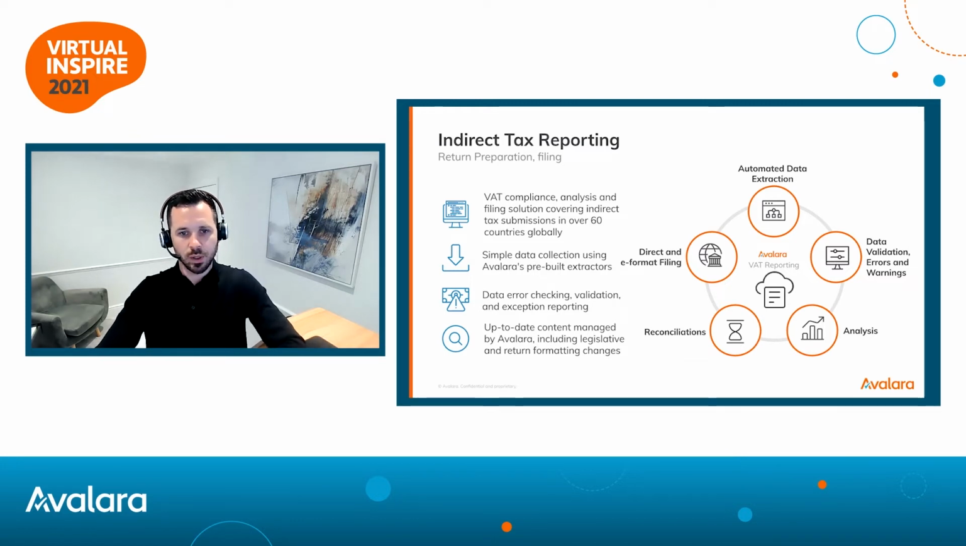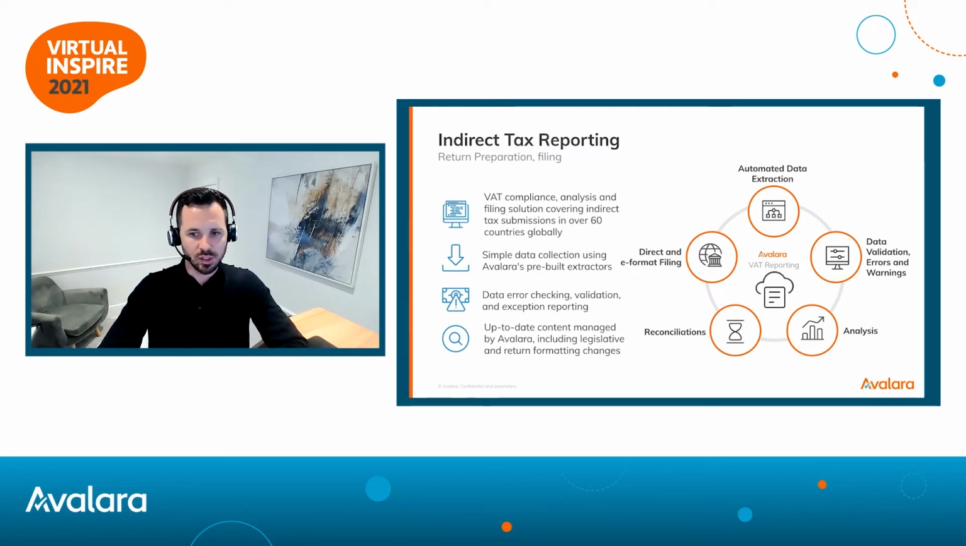Where we find errors or warnings, we put them into a separate error or warning bucket, where you can then either make corrections outside of the system or utilize the functionality within the tool to make corrections, all with a full digital audit trail.